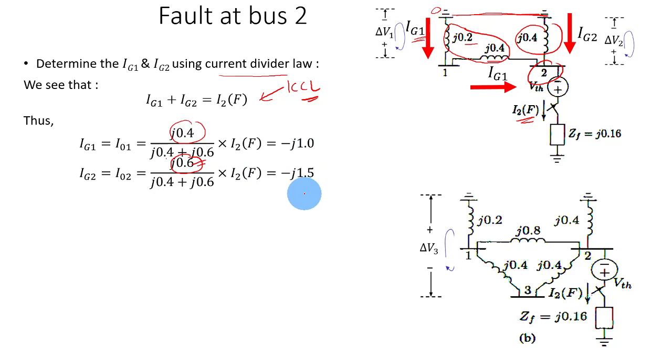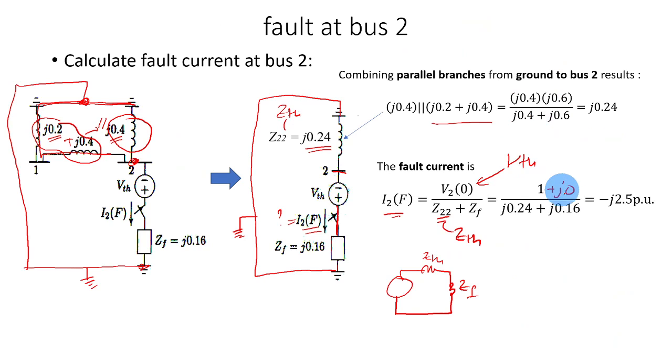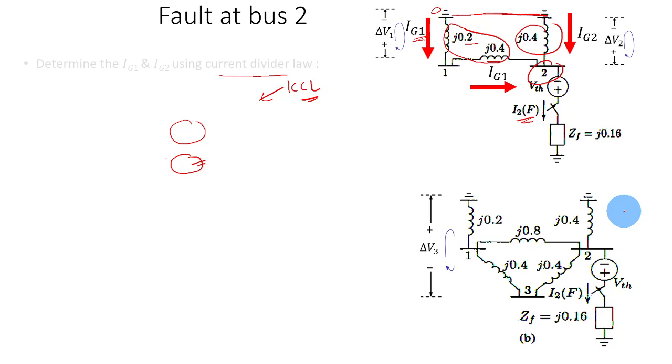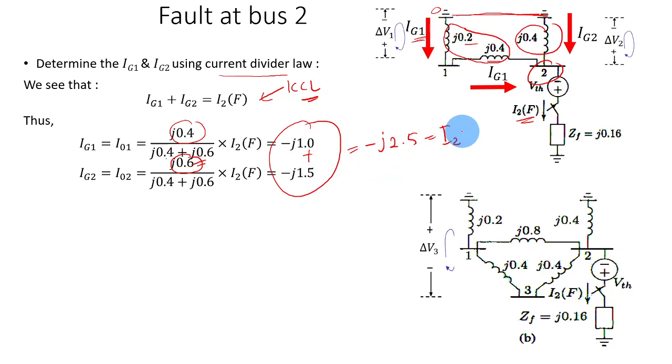Let's double check with the fault current we just calculated here, which is J02.5. If you look carefully at the result and add them together, 1.0 plus 1.5 becomes minus 2.5, which is equal to I2 fault, the fault current. So your calculation is correct.